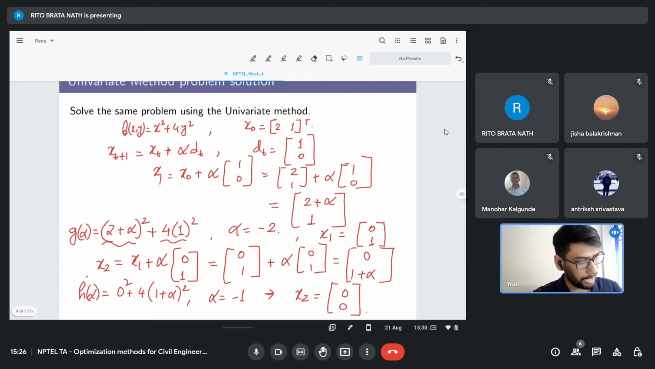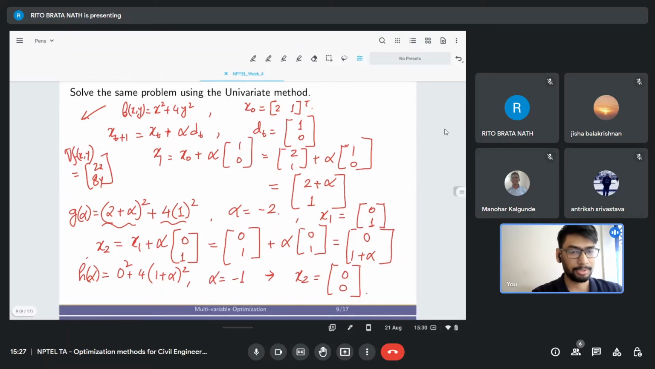And if you calculate the gradient of this function, grad of f(x, y) is nothing but 2x and 8y. So if you put 0 and 0 into this equation, the gradient will vanish, and you can see that you have reached an optimum. And again, if you evaluate your Hessian matrix, you will get a positive semi-definite matrix, and you can say that you have reached a minimum point. So that's how we can solve this problem.